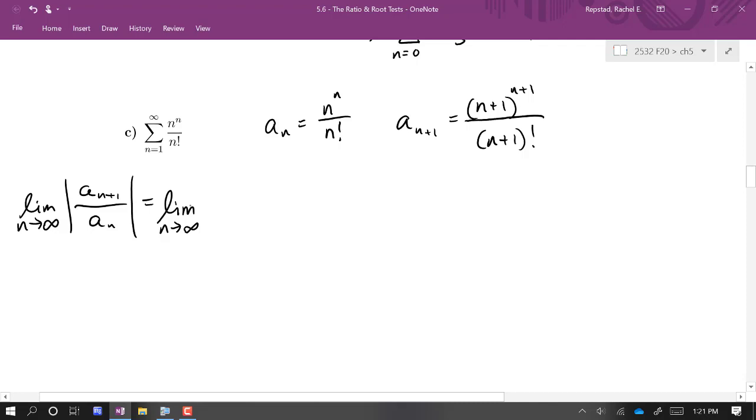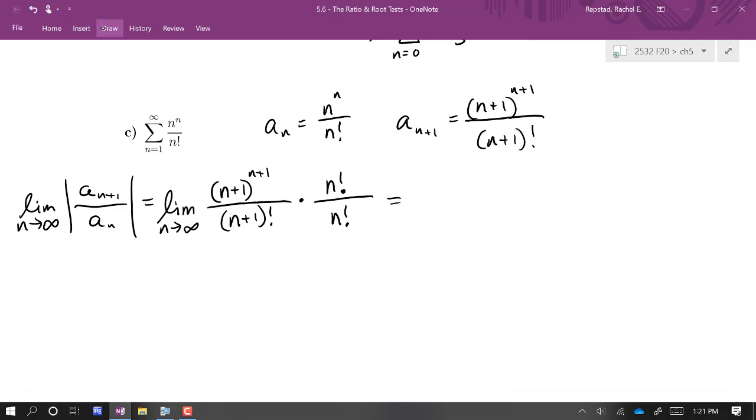So, all right, what do we got here? We start with a sub n plus 1, so n plus 1 to the n plus 1 power over n plus 1 factorial, times, and now I'm going to divide by a sub n, so multiply by the reciprocal, n factorial over n to the n. Oh, you know what, I just wrote the wrong thing here. This part here should be n factorial over n to the n. So maybe you already caught that.